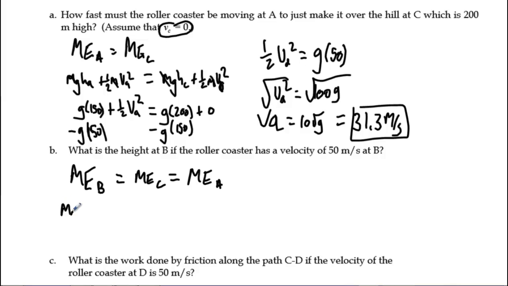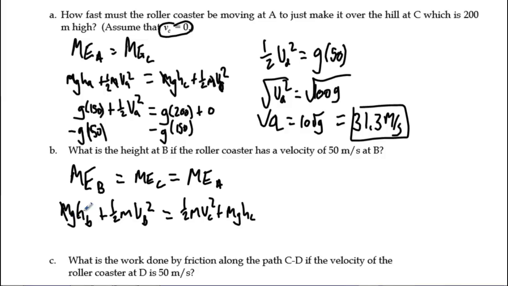So I'm going to say mass times gravity times the height at B plus 1/2 the mass times the velocity at B, which we're told, squared, is equal to, and now it doesn't matter, I can pick A or I can pick C. I'm going to pick C because at C the velocity is 0, and that's one less thing I have to calculate. So that's 1/2 the mass times the velocity at C squared plus mass times gravity times height at C.